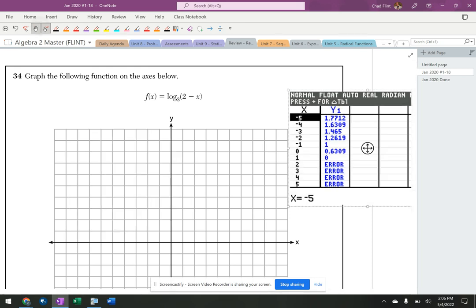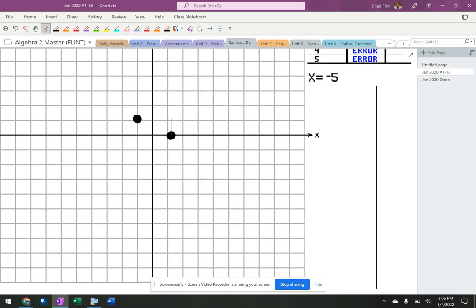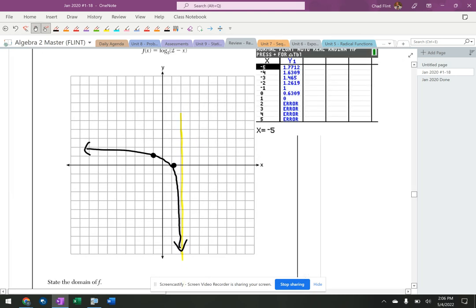All right, so obviously I can only plot really 2 of those points. So -1, 1, and 1, 0. Okay, and then you can see that it clearly ends at 2, doesn't end at 2, and then we use the right thing. It has its asymptote at 2. So I'm going to do that, and then I'm going to draw this like that, and then it goes like that. Okay, so there is my graph of my logarithm.